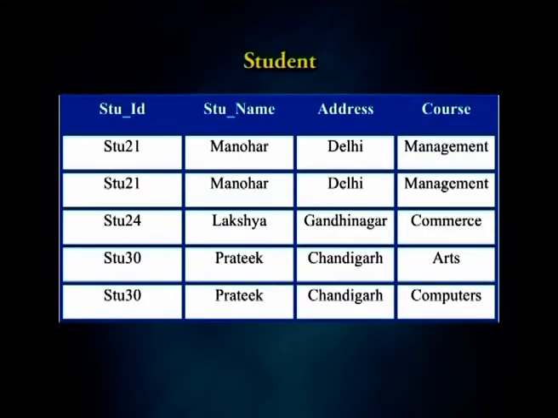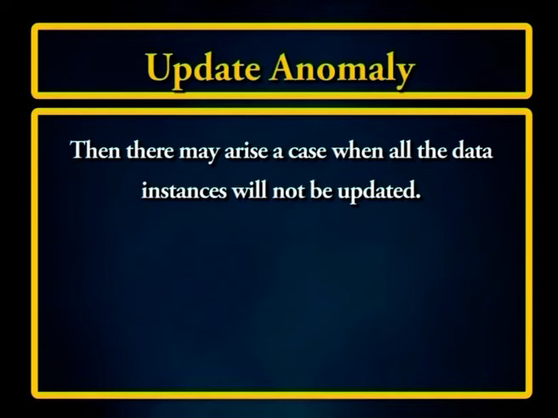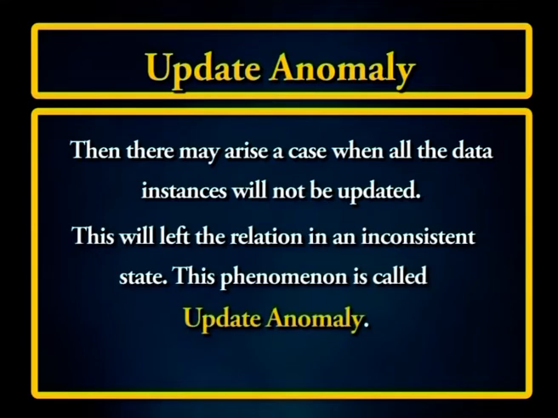To discuss anomalies, look at this table please. Let us consider a relation student with attributes stu_id, stu_name, address and course as shown. So, the first anomaly is update anomaly. An update anomaly exists when we need to update one or more instances of the duplicated data. Then there may arise a case when all the data instances will not be updated. This will leave the relation in an inconsistent state. This phenomenon is called update anomaly.